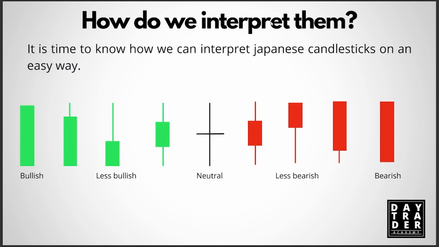How do we interpret them? It is time to know how we can interpret Japanese candlesticks in an easy way. Here you can see that it's bullish. Here you can see that it's less bullish. Here you can see that it's neutral. Here you can see that it's less bearish. And over here, you're going to see that it's bearish.